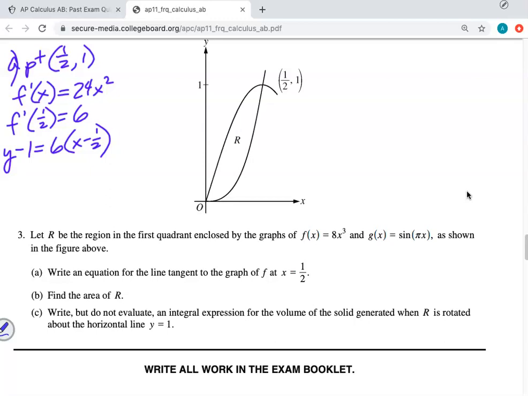Remember, first 2 questions are calculator. If it's number 3 and on, it's no calculator, right? Unless you're like in the 1990s.